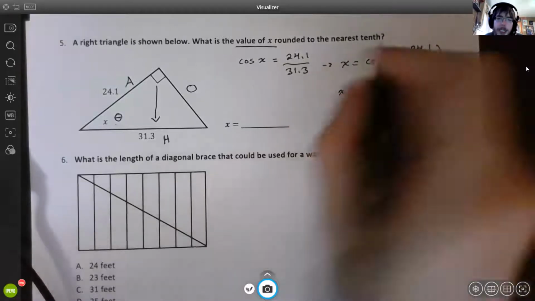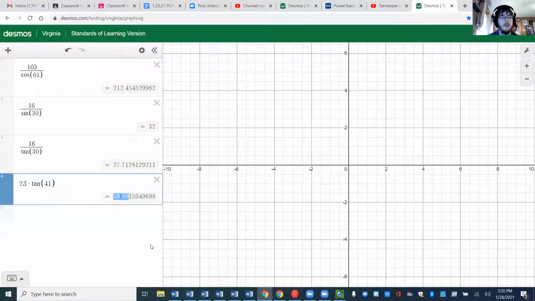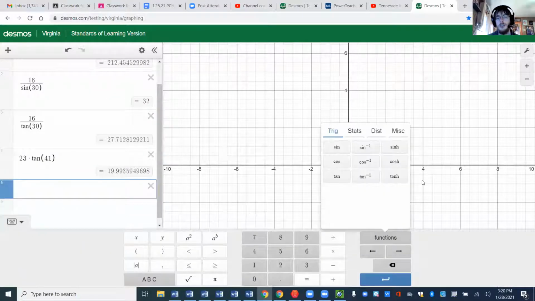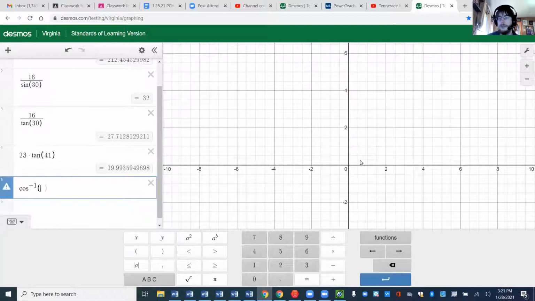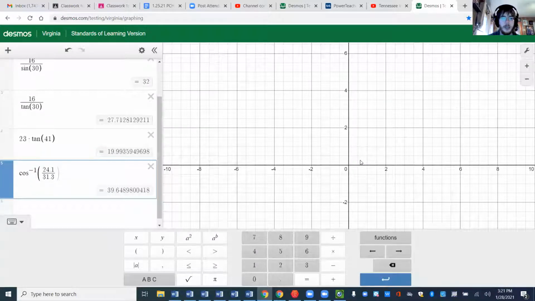And if you plug that into the calculator, I'll show you in Desmos. So we type in inverse cosine of 24.1 over 31.3. And we get that x is approximately 39.6 degrees.